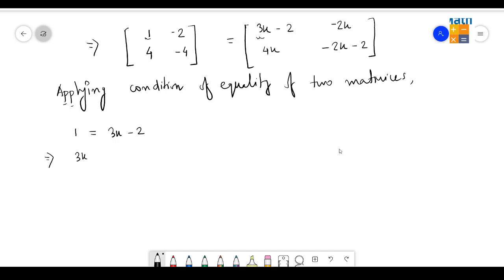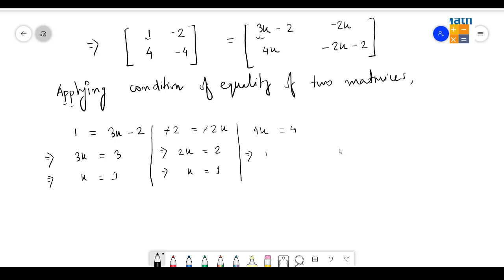3k will be kept alone on one side. When 2 is shifted to the opposite side, the result comes as 3. So ultimately on cancellation, we got the value of k as 1. Checking the next term, minus 2 is equal to minus 2k. On both sides minus minus got cancelled. I got here 2k is equal to 2 and the result comes as k is equal to 1. Then for the third term, 4k is equal to 4. So the result will be k is equal to 1 on division.